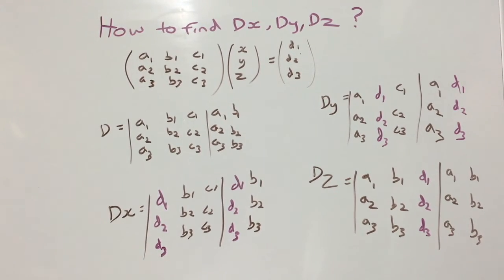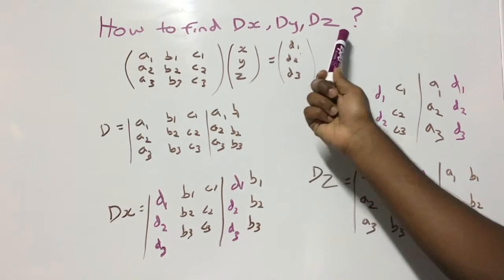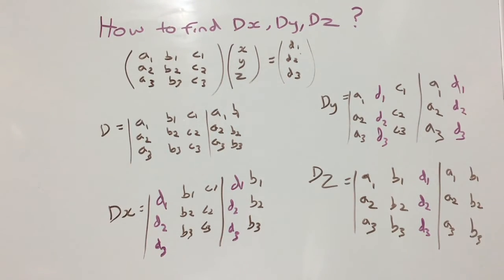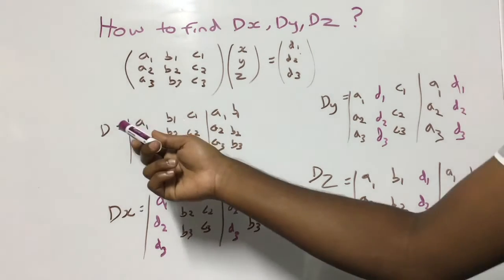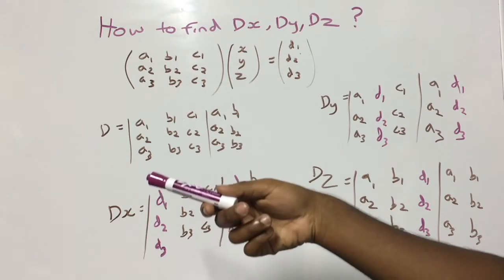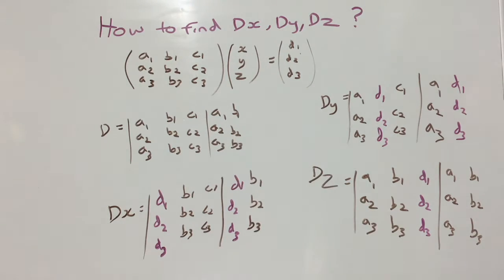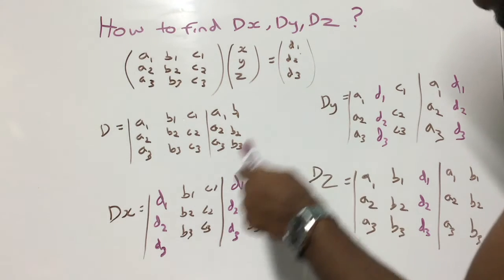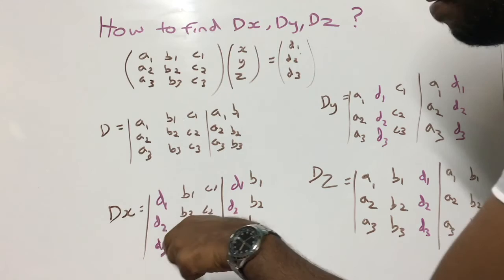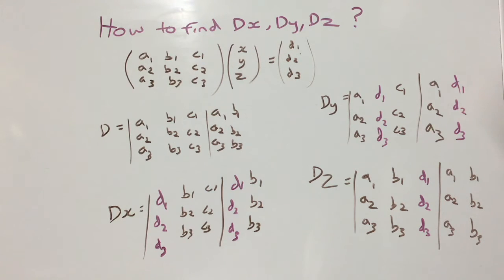Alright, so the question is now how to find dx, dy, dz, right? So from the equation here, you remember we said to work out d first. D is found now by the normal procedure, the determinants, the product of the leading diagonals minus the product of the non-leading diagonals, right? So to find dx, the variables of the x column, which is the A column, right, are replaced with the variables of the constants, which is the D column. So in this case, all the A values switch to the D values, right? The B's and the C's remain normal.